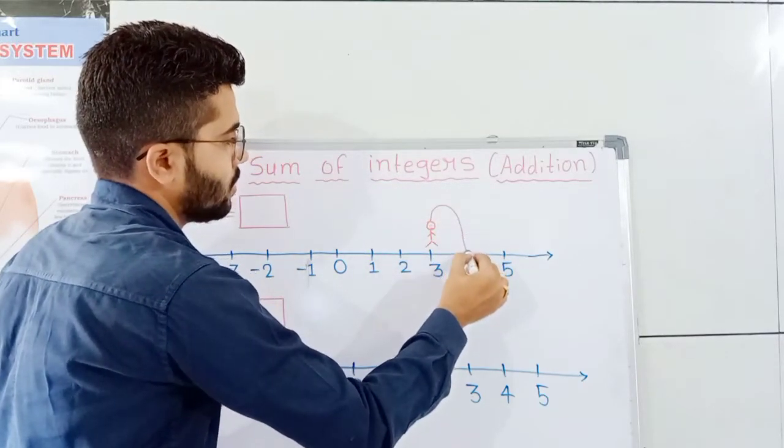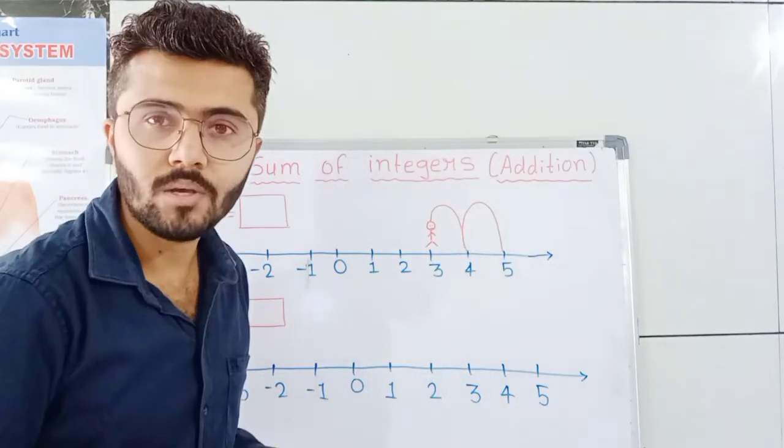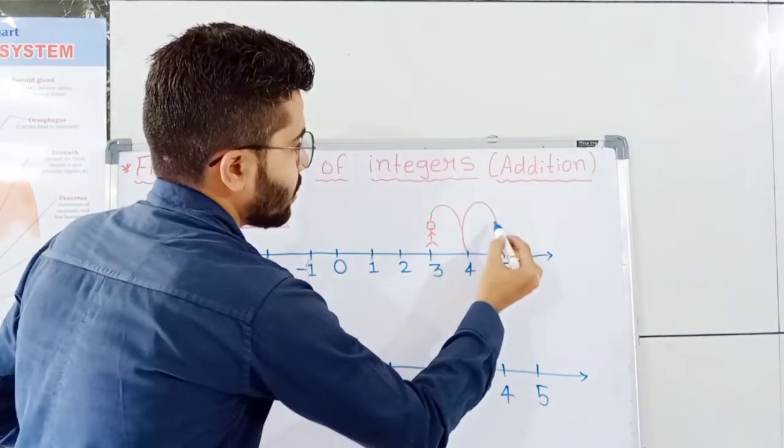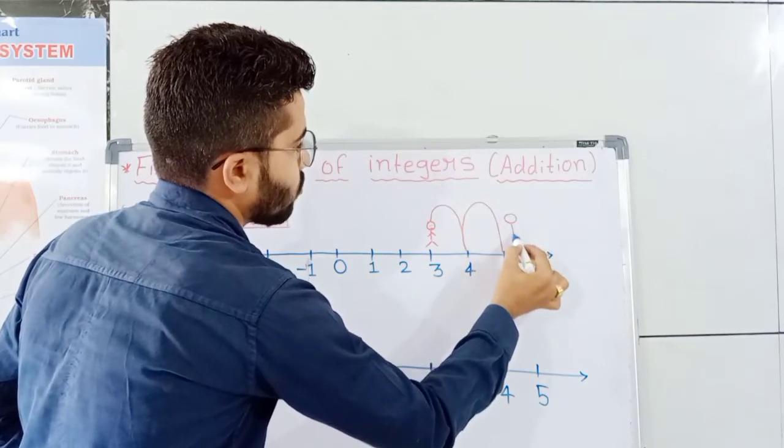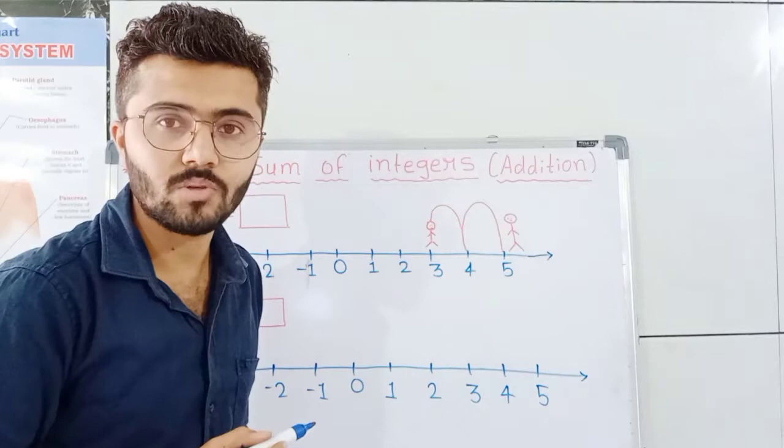1 and 2. Where did we reach? We reached at 5. So now what is our position? We reached 5.